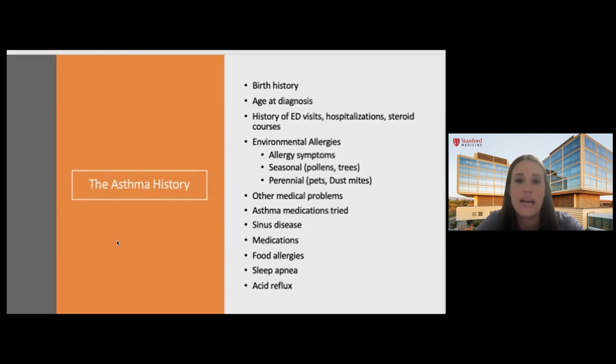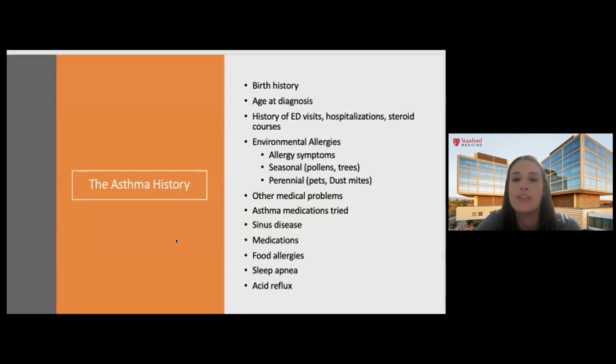I'll ask about age at diagnosis. I'll want to get a sense of how well controlled people are. I ask, how many times have you gone to the ED? How many times have you been hospitalized for asthma? How many times have you been given steroids? Have you ever needed to go to the ICU? Have you ever been on life support? Trying to get a sense of the type of asthma people have.